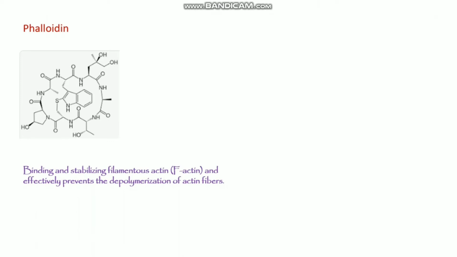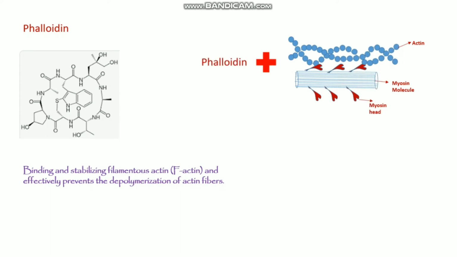Phalloidin belongs to a class of toxins called phallotoxins, which are found in the death cap mushroom. The major symptom of phalloidin poisoning is acute hunger due to destruction of the liver cells, and mainly it binds and stabilizes F-actin filaments.